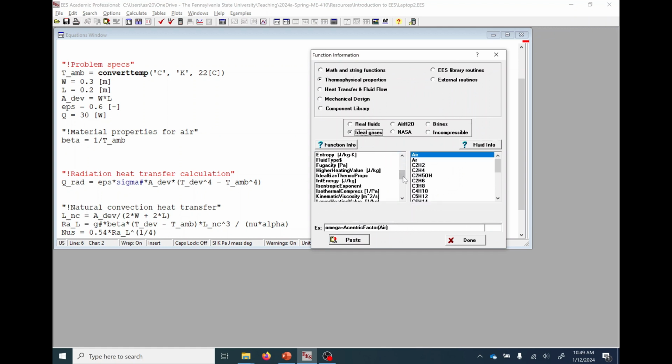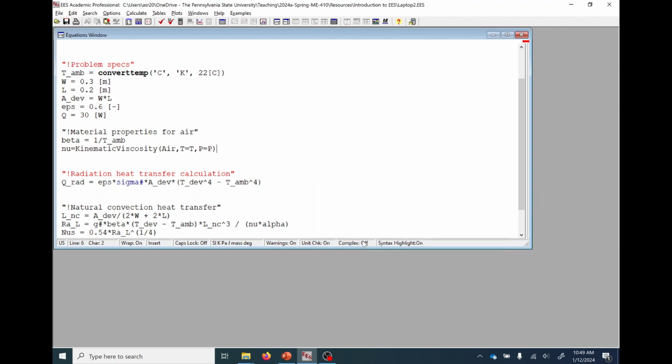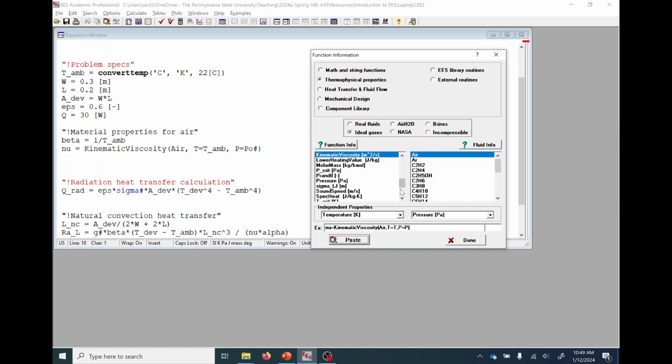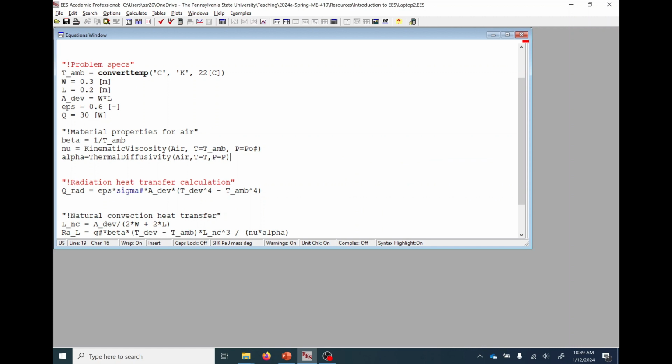And we'll pull out the kinematic viscosity. So that depends on both temperature and pressure. So this is going to be T of the air. And we'll assume that this is happening in a regular environment, so the room, so it's at pressure P naught, atmospheric pressure. And then finally, we also need the thermal diffusivity. So let's go back and pull the thermal diffusivity. It's another material property. And this is at T ambient, and P is P naught.